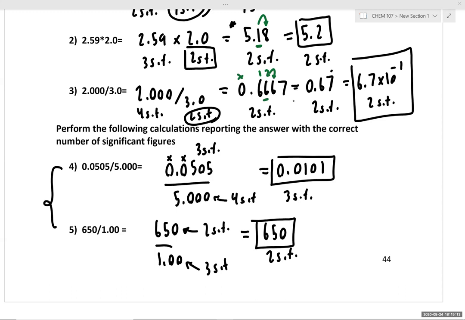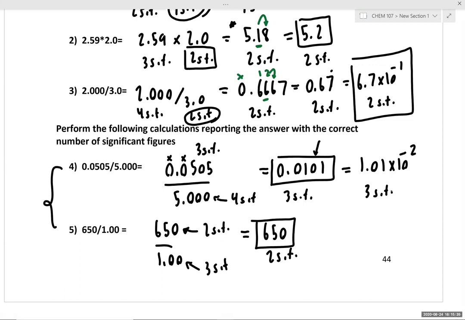So when we punch this into our calculator, we get 0.0101, which in turn, this number exactly matches our requirement as it has 3 significant figures. We can also rewrite this number as 1.01 times 10 to the negative second, and we can clearly see now that this number has 3 significant figures.